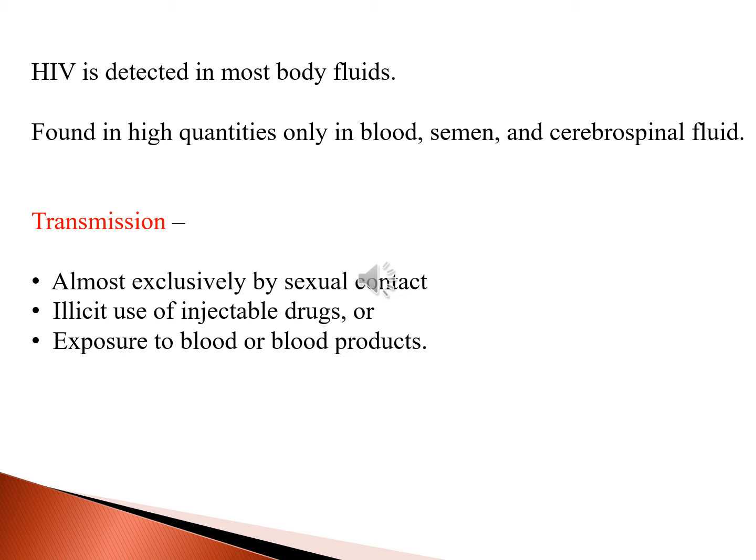So this HIV virus is detected in most of the body fluids. They are found in high quantities in blood, semen, and cerebrospinal fluids. And regarding the transmission, it is almost exclusively by sexual contact or by illicit use of injectable drugs or exposure to blood or blood products.